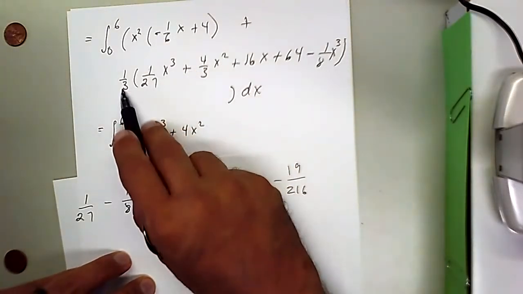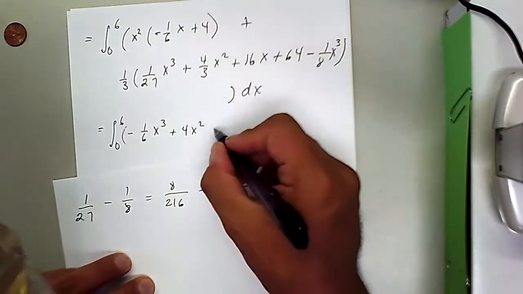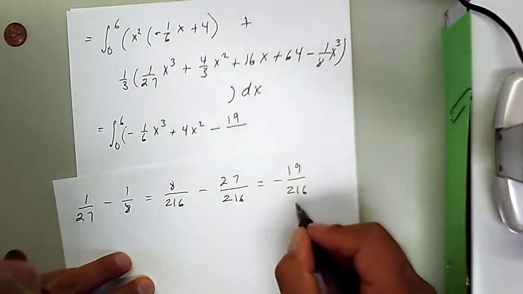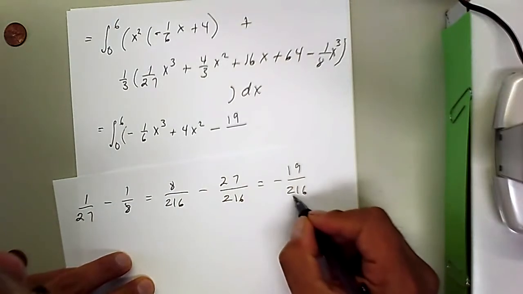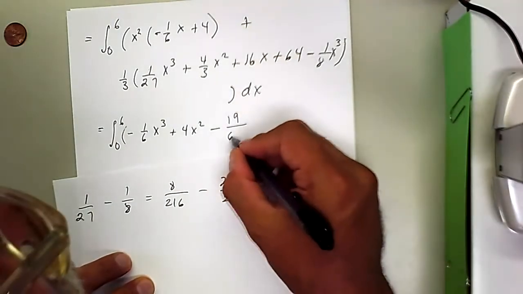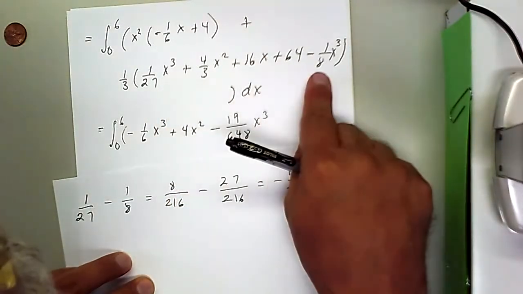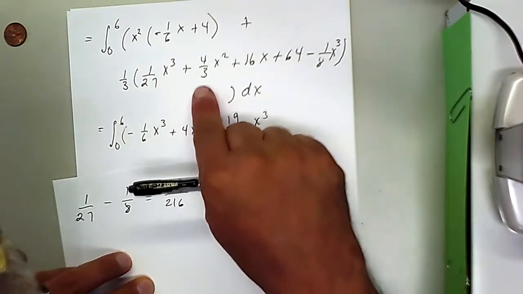And then we're going to multiply by 1/3. So we're going to subtract 19 over, multiplying the denominator by 3 gives us 648 x cubed. So that comes from those two, and then multiplying by 1/3.